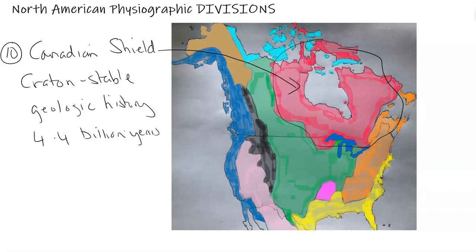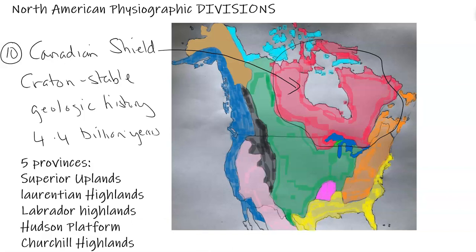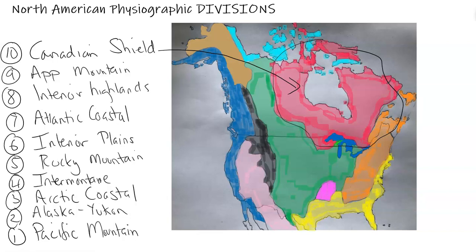Lots of glacial activity, a mixture of different rock types, and it has 5 provinces: the Superior Uplands, Laurentian Highlands, the Labrador Highlands, Hudson Platform, and finally the Churchill Highlands. Covers a large area, and again, the basis for North American geology, and obviously where this continent has come from and the changes that happen around it.